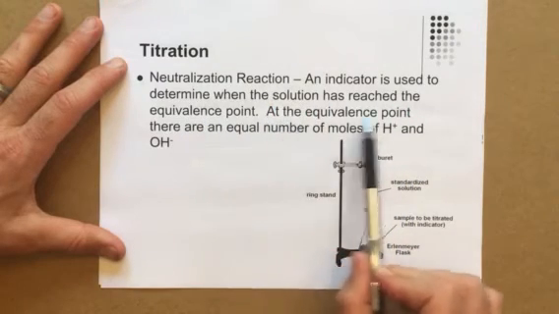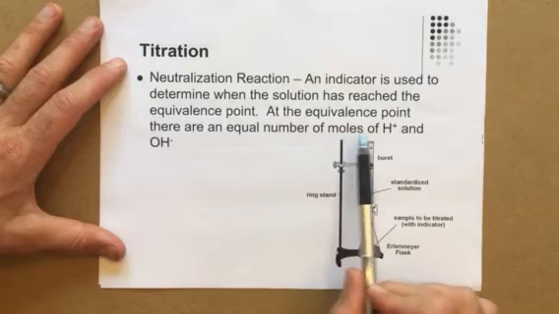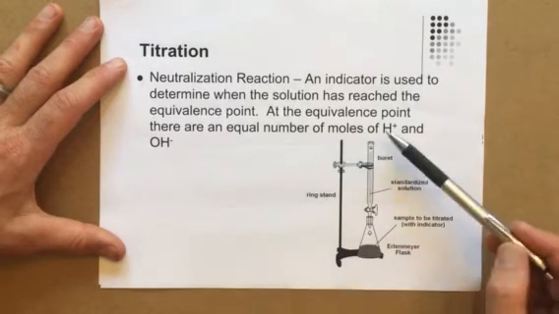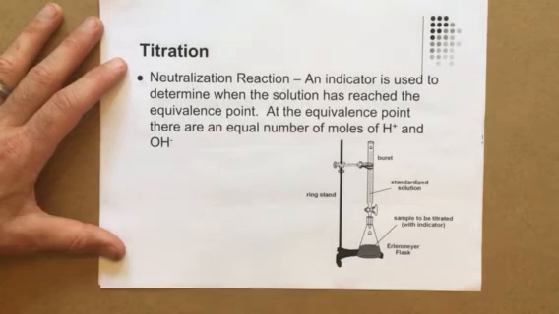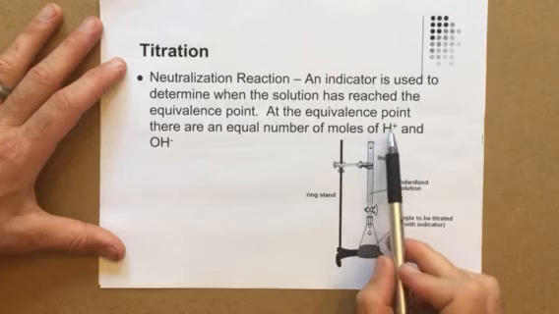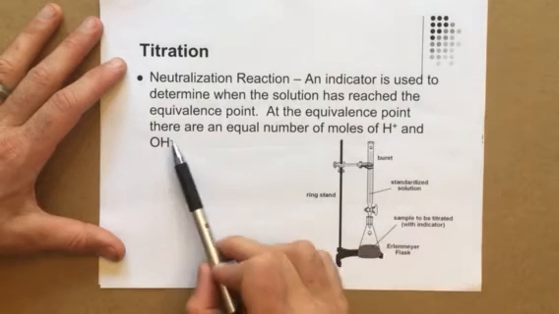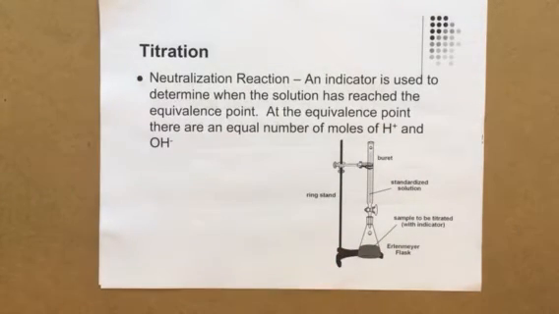The equivalence point is when there are equal numbers of moles of hydrogen and hydroxide. So you have an acid which has hydrogen ions, a base which has hydroxide ions, and they cancel each other out, or they neutralize each other. And when an equal number of moles of hydrogen and hydroxide have been added, then it's at the equivalence point, and you can use that to calculate the concentration of an unknown.